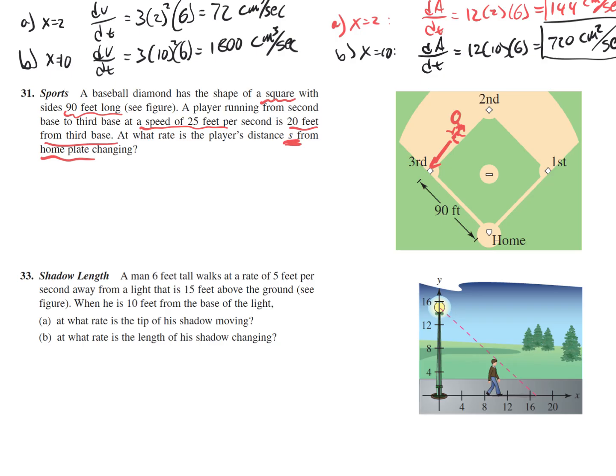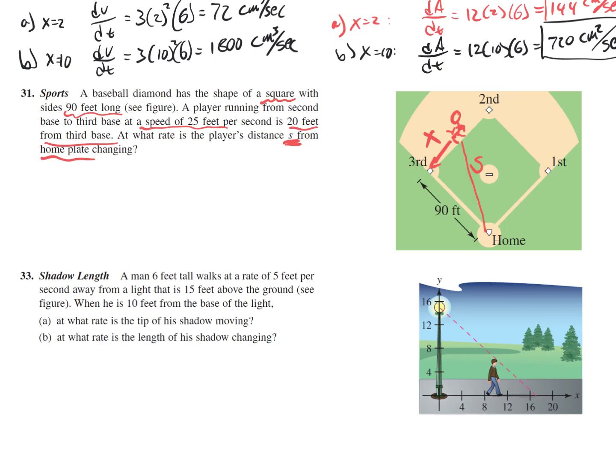So we have a distance from the player, wherever he's at, to home plate. Maybe this is dodgeball. We want to throw the ball and hit the runner. Well, we call this S, as the problem says. And we've got to think, what else is changing? Well, what's changing here is this distance. Call it whatever variable you want. Call it X.